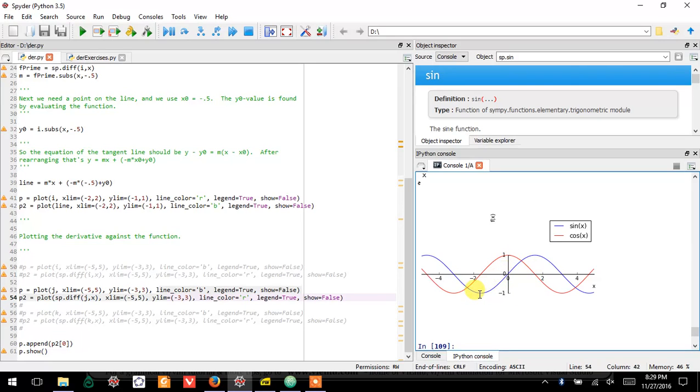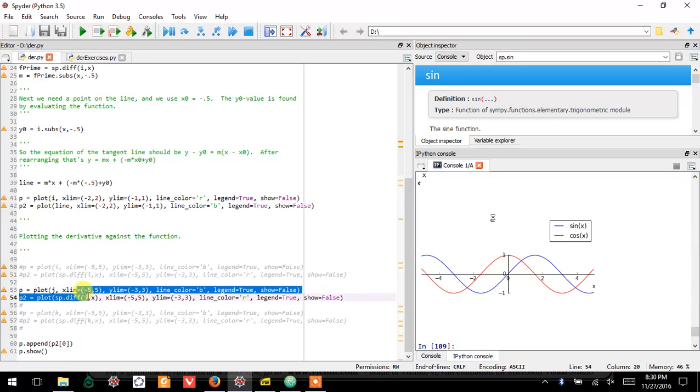So notice that where sine is increasing, which is from what looks like about negative pi over 2 to pi over 2, I promise you that's correct, that's the same region where cosine, its derivative, is positive, right, above the x-axis. So sine is increasing where cosine is positive, and sine starts decreasing right at the point where cosine dips down below the x-axis. So that's another example of seeing how the derivative tells you where the function is increasing or decreasing.